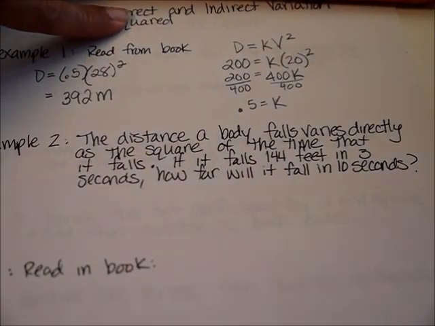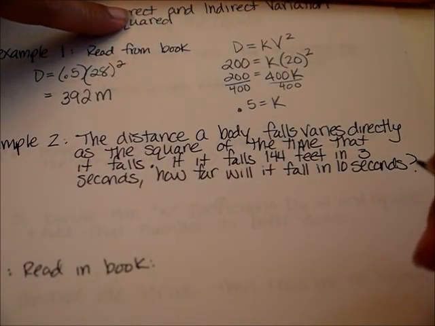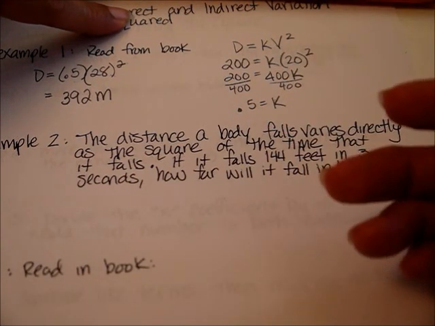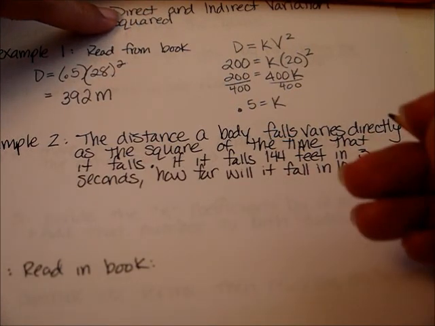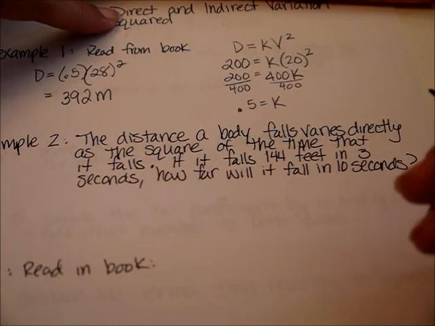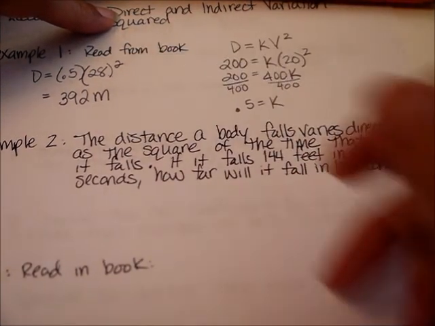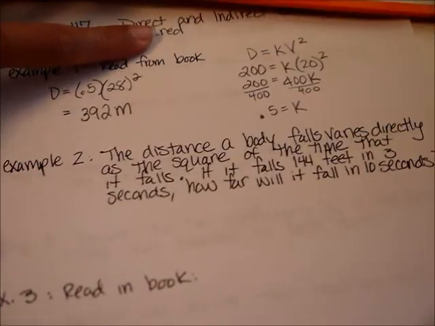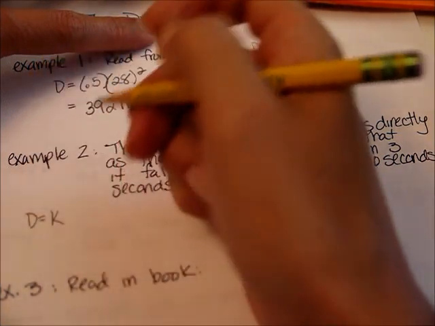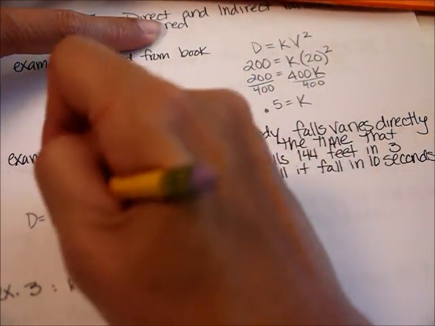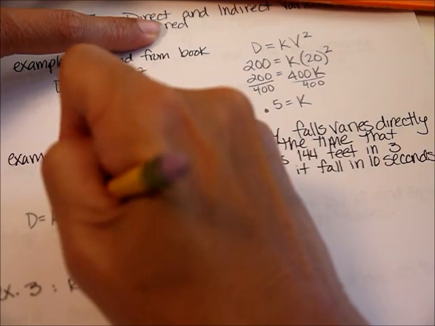All right. Example 2, a distance a body falls. Now, I don't think they're talking about a dead body. I think they're just talking about an object, but maybe it's a body. Hey, if it's more fun to think about it being a body, then let's have it be a body, a human body. The distance a body falls varies directly, so that's going to be a multiplication, varies directly as the square of the time that it falls.